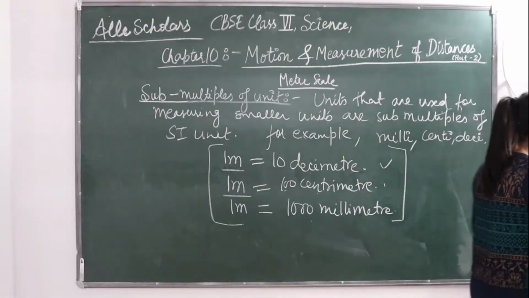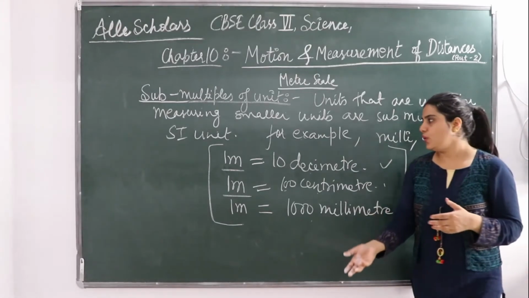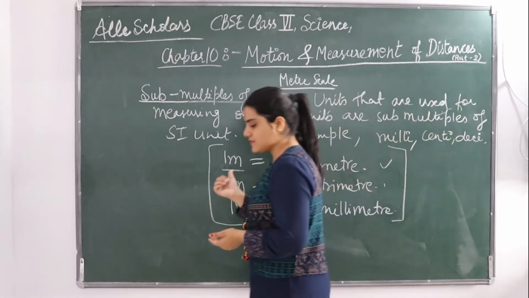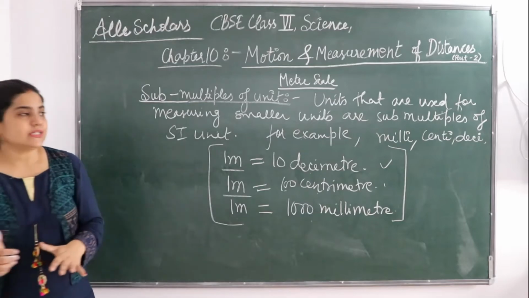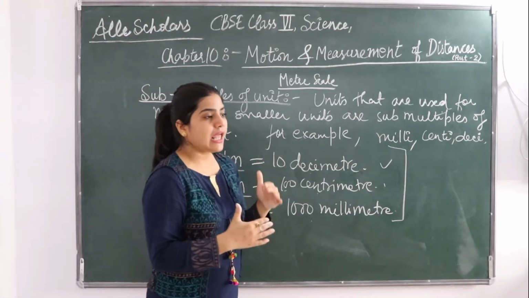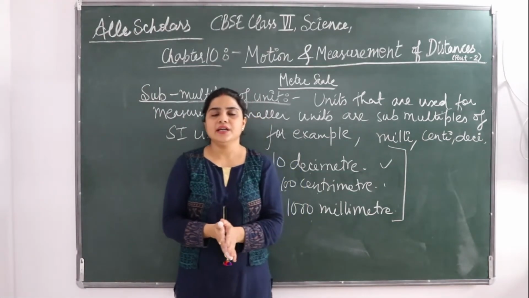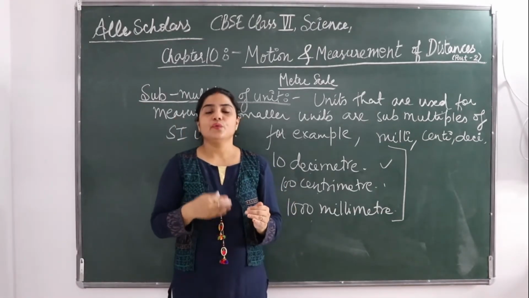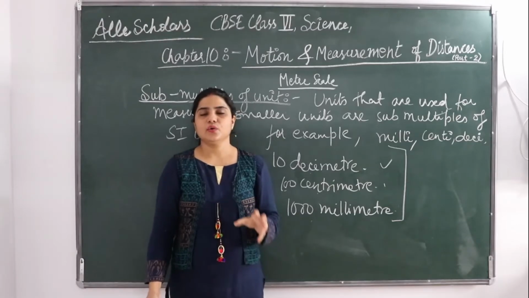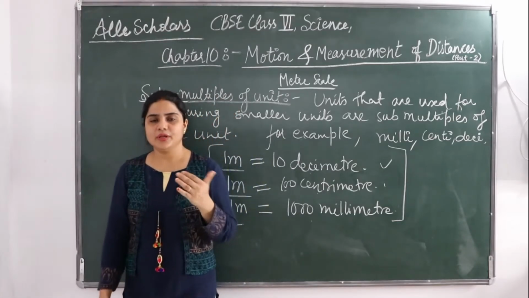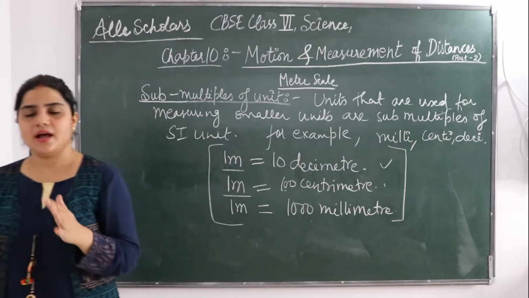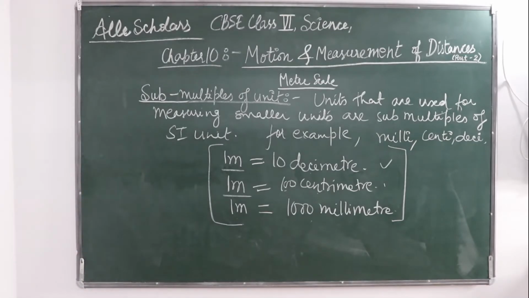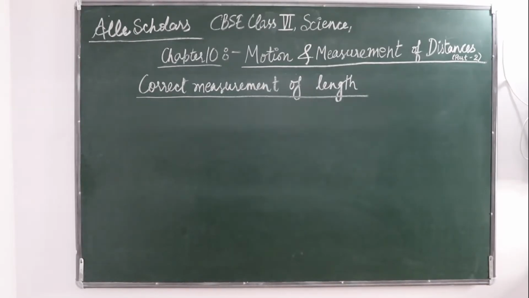We have seen the larger units, that is kilo, hecta, deka, and we have also seen the smaller units. Now the question is how we can measure so that the measurement of a length is accurate, without making any error. कोई error ना आए और हम बिल्कुल accurate measurement करें, ऐसा हम कैसे कर सकते हैं? That we will see next. So now we will see the correct measurement of length.